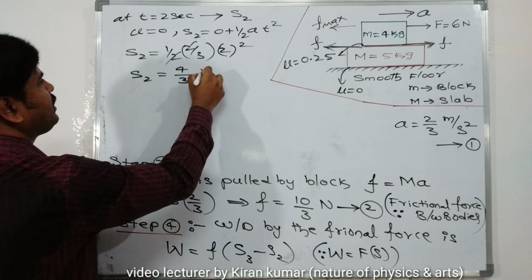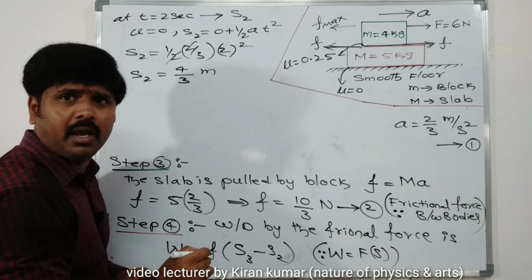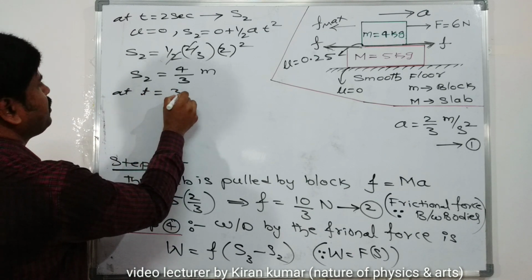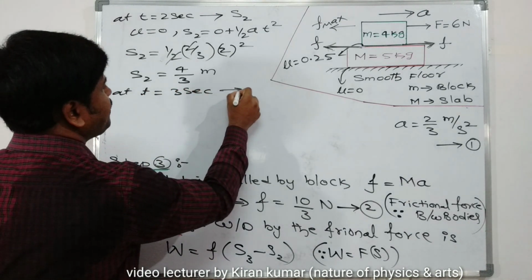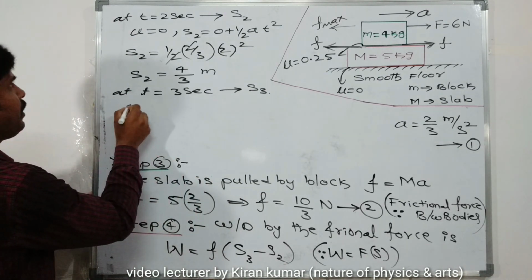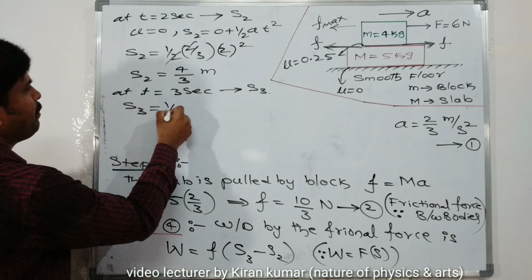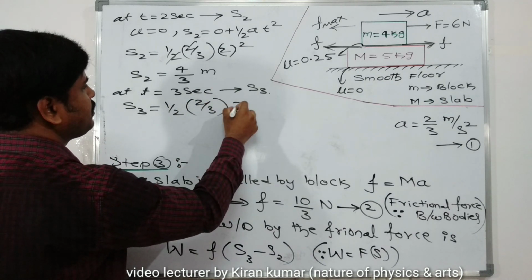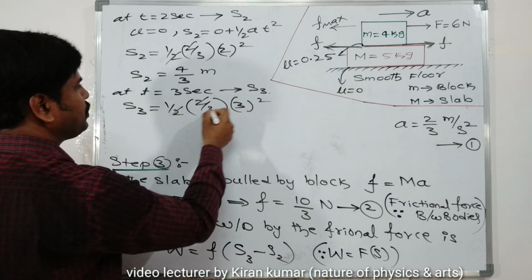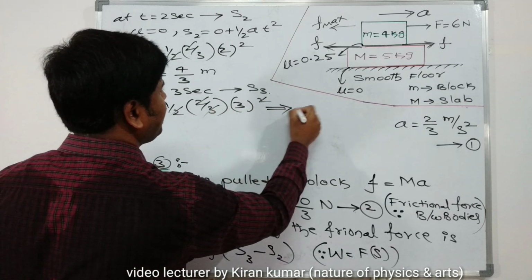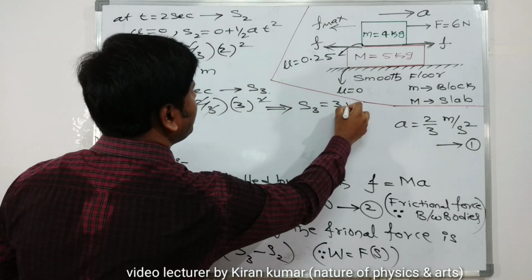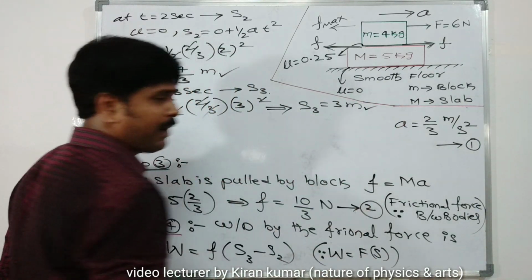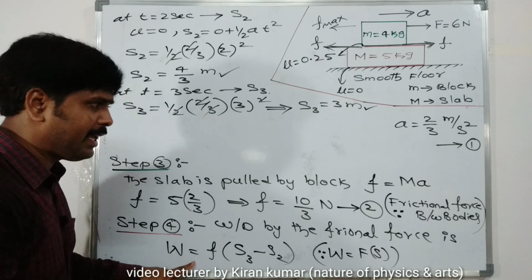3 meters. Okay, for the second one, at t equal to 3 seconds, the displacement is taken as S3. So now S3 is equal to 1 by 2, acceleration is 2 by 3, and time is 3 square. So this 2 and these 3s get cancelled. We got S3 equal to 3 meters. So we got the S2 value and S3 value, then we replace both in this equation.